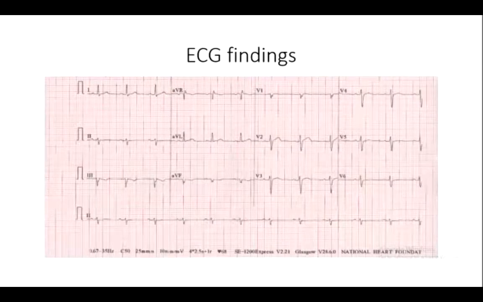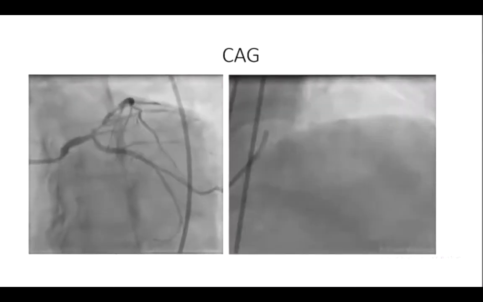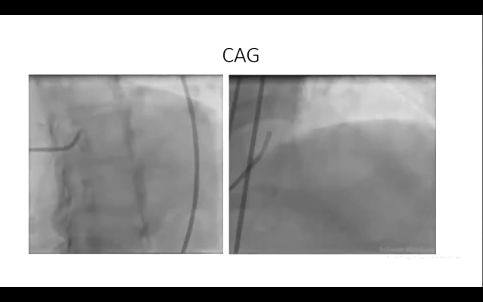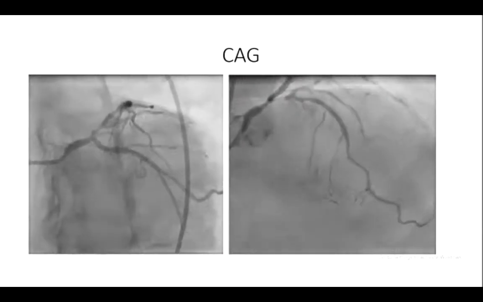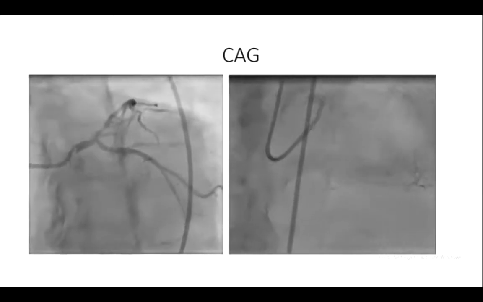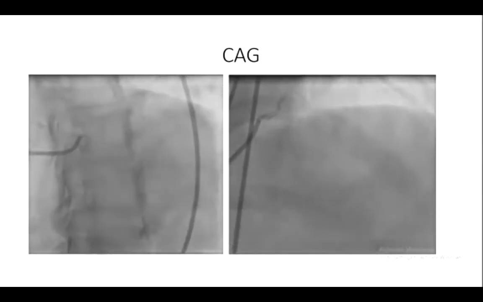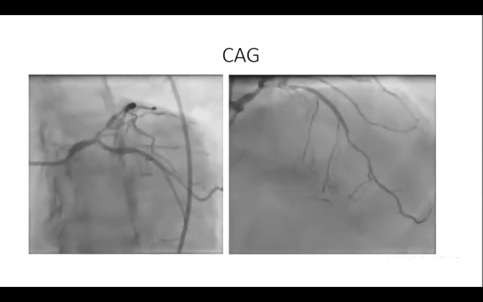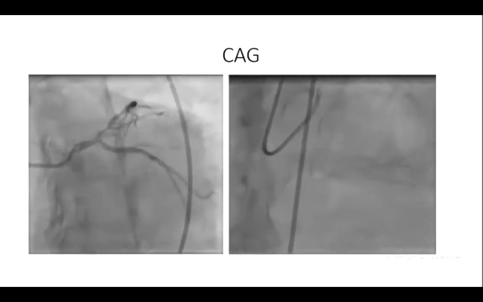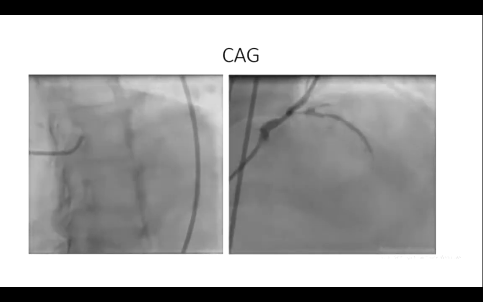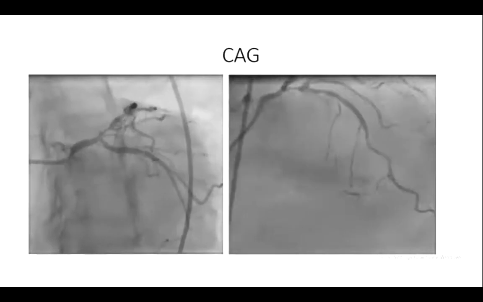So this is his ECG when he came to us with non-STEMI. Then let's go to the next slide. This is his angiogram that was done on Saturday this week. And as you can appreciate, there is a severe proximal LAD long segment lesion involving the distal left main. And the proximal LCX is also diseased, around 60 to 70%. And you can appreciate the collaterals.